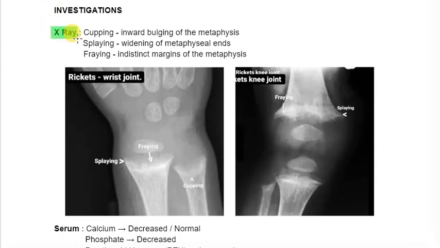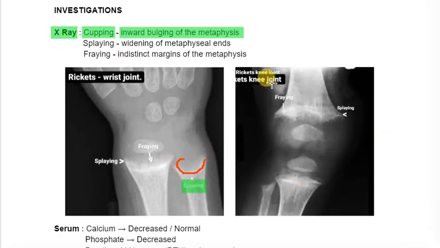In the x-ray we'll have three signs, the first and foremost is cupping. Cupping means the inward bulging of the metaphysis. Right over here we can see cupping. It is inward, this is the metaphysis. It's not the complete proper growth, this is the complete proper growth, but here we can see the cupping.